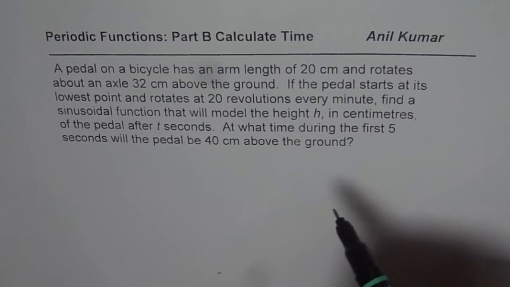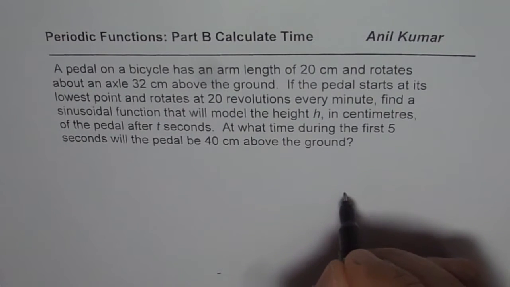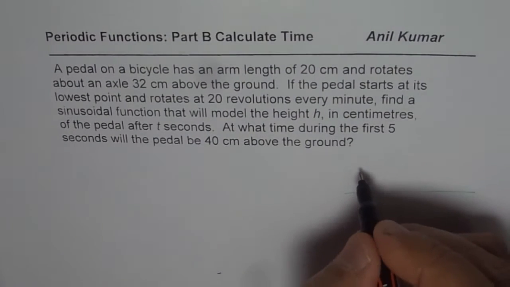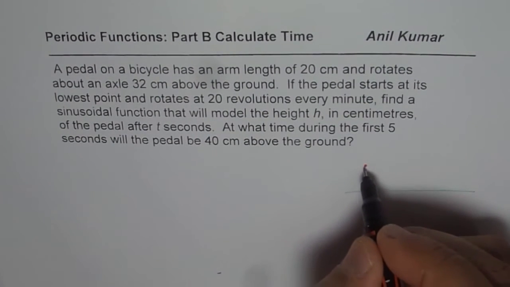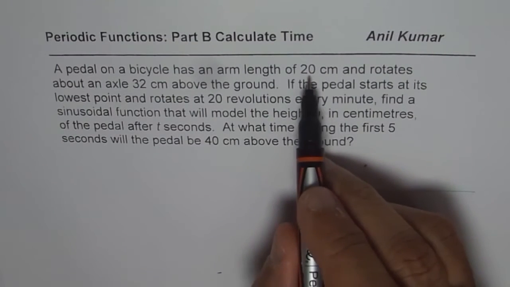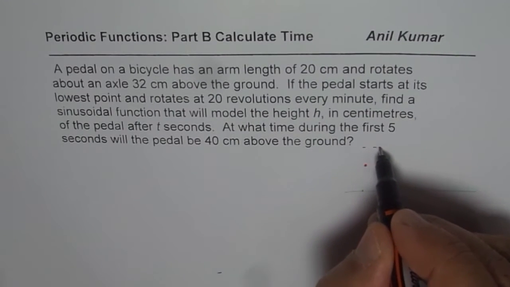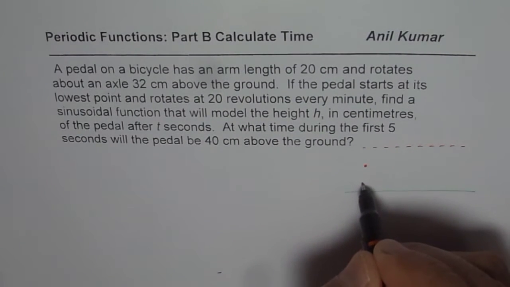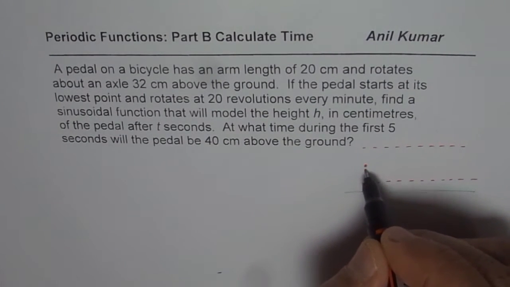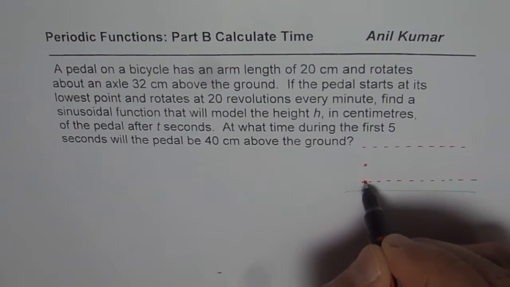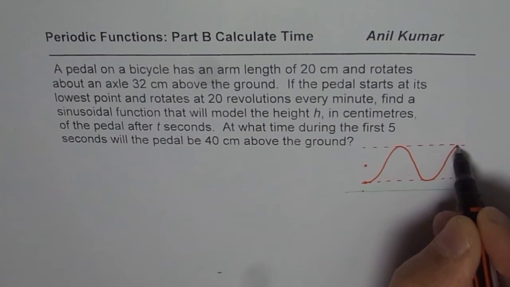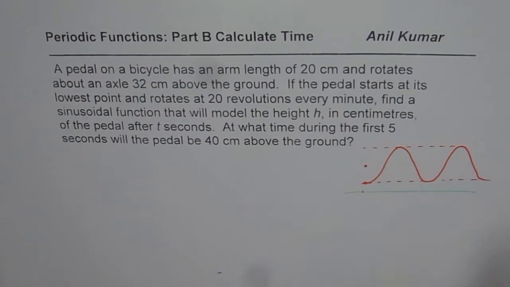So the situation here is, let us say this is the ground for us, and the axle of the pedal is kind of here, and that distance is 32 centimeters. On the other hand, the pedal itself has a length of 20. So that means it is moving, maximum could be 32 plus 20, and the minimum will be 32 minus 20. So we are starting from the bottommost point for the pedal. So the wave is kind of like this. So that is the wave, right?